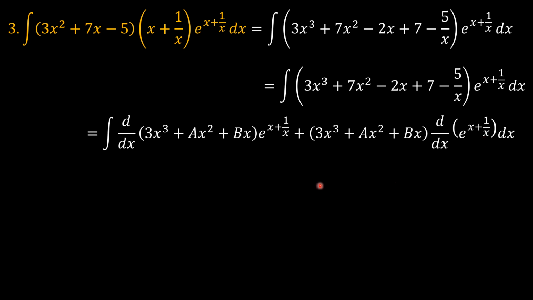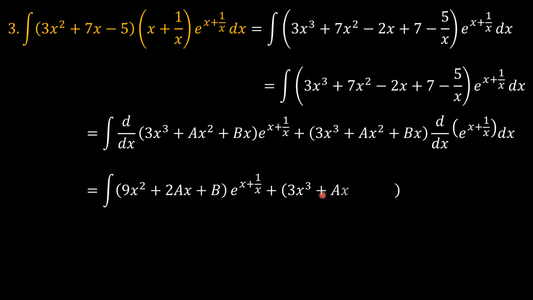I'm assuming that this is a product rule, and I think it's right. And usually sometimes you just have to guess, and figure out a and b is what we need to be doing here now. Differentiating that, we have (9x squared plus 2ax plus b) times e to the power x plus 1 over x, and this is (3x cubed plus 1 over x times x squared plus bx) times e to the power x plus 1 times the derivative of x plus 1 over x.